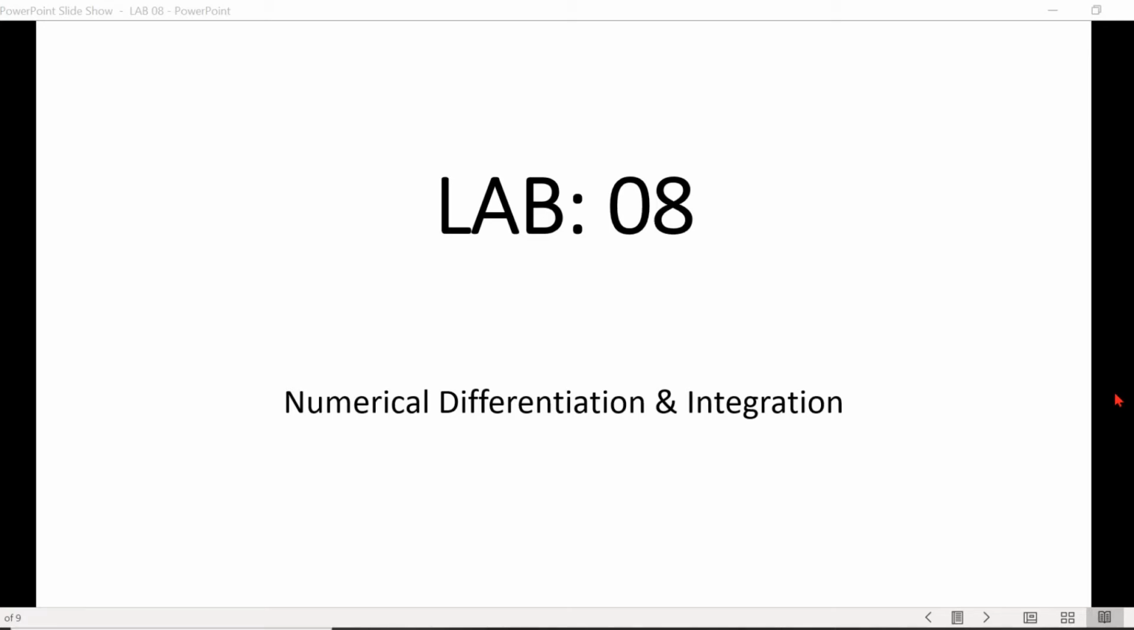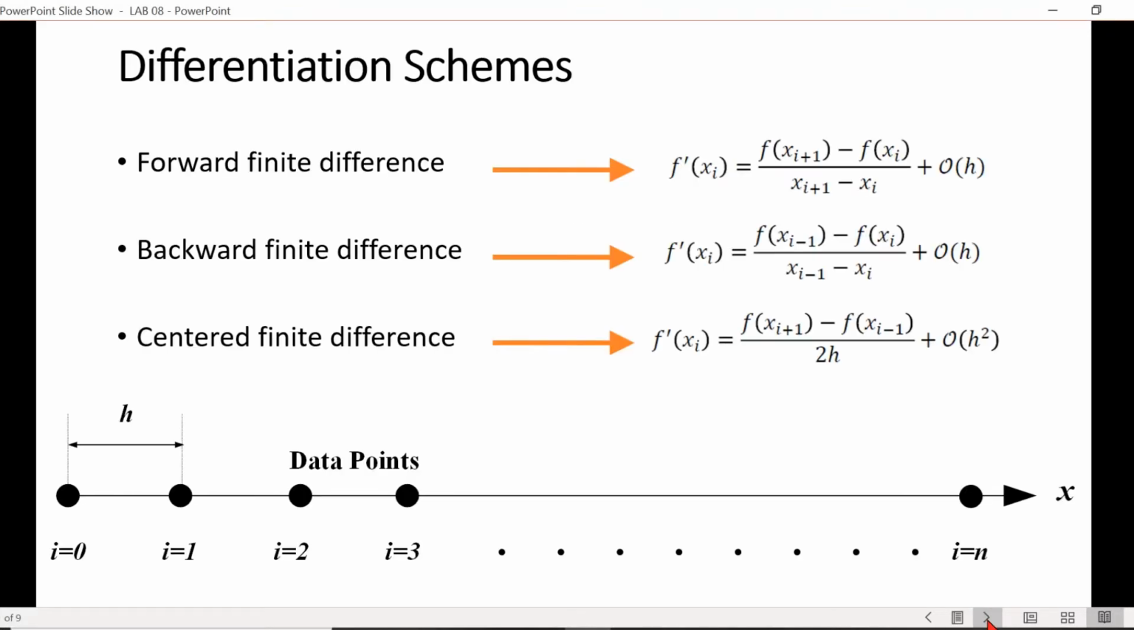In this lab, we are going to discuss numerical differentiation and integration methods. This is very useful when we do not know the analytical functions and we have only data sets. There are three numerical differentiation methods: forward finite difference, backward finite difference, and centered finite difference.